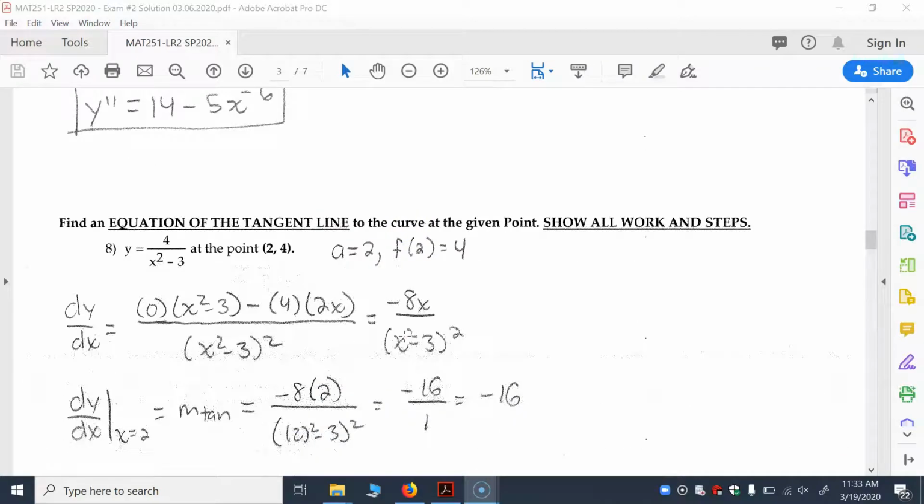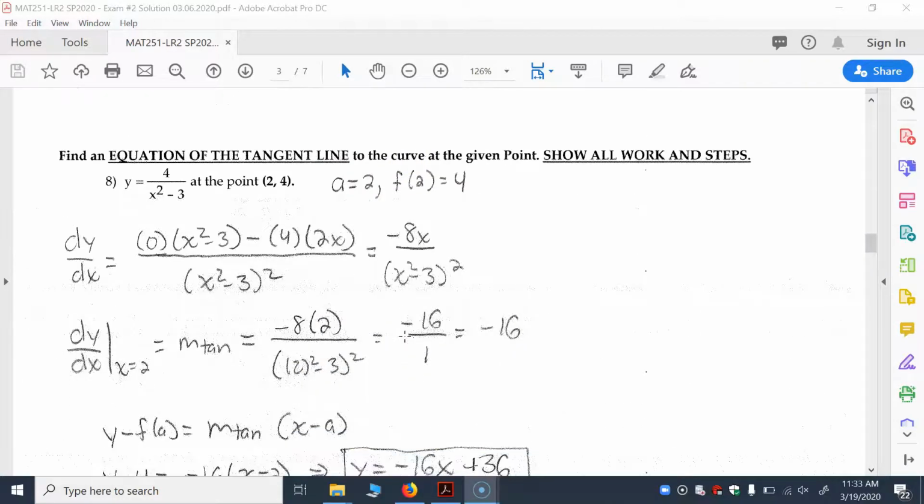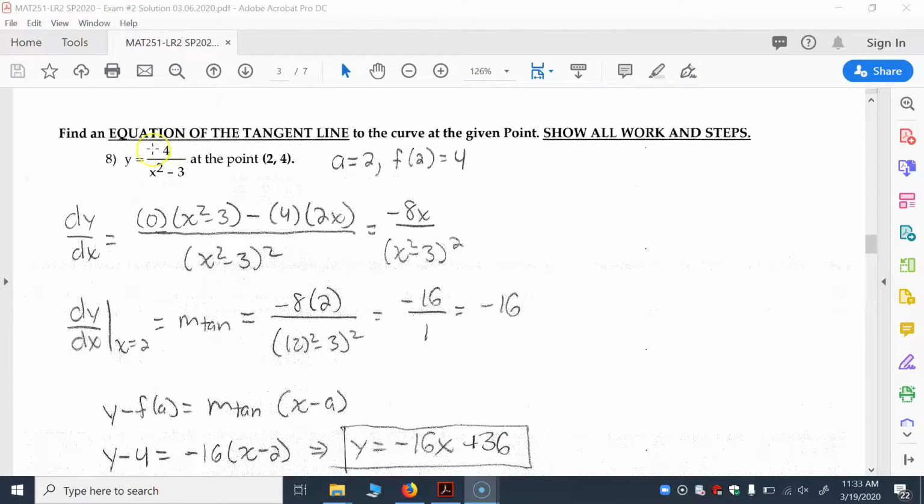Now in problem 8, we do have to use the quotient rule to find the derivative. Our f of x is 4, g of x is x squared minus 3. Again, notice I'll use the parentheses for each part of the quotient rule here. The derivative of 4 is 0 times g of x, then minus 4 times the derivative of g of x, which is 2x, all divided by g of x squared. The only thing we'll be left with in the numerator is minus 8x divided by g of x squared.